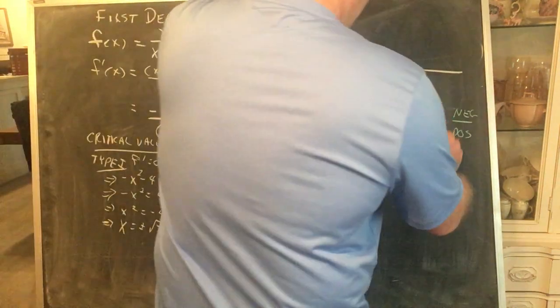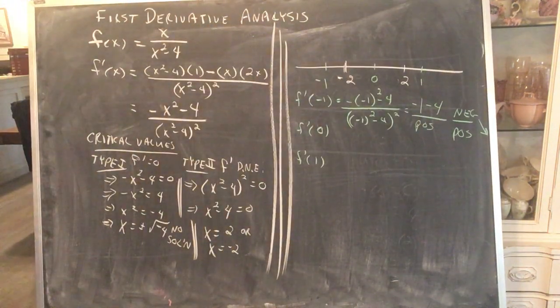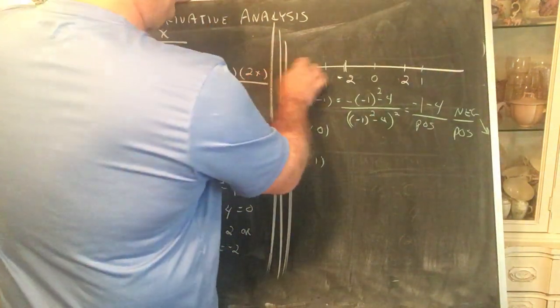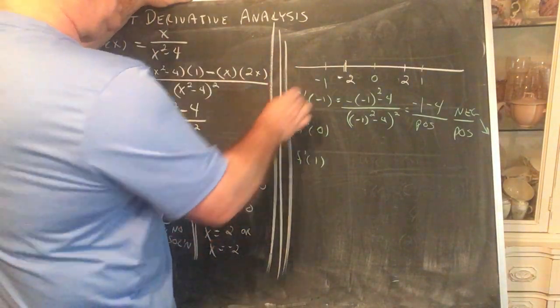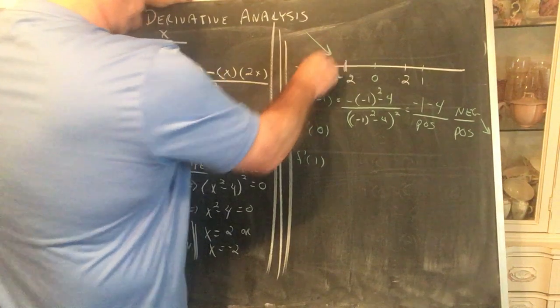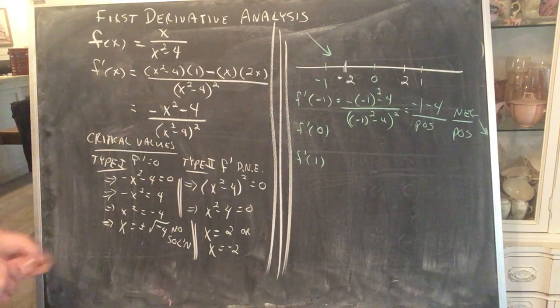And so we know this is negative, which means the function is decreasing in that interval. So in the interval from negative infinity to negative 2, the first derivative is less than 0, the first derivative is negative, the curve is decreasing in that interval. All right? So let's check the value at 0.